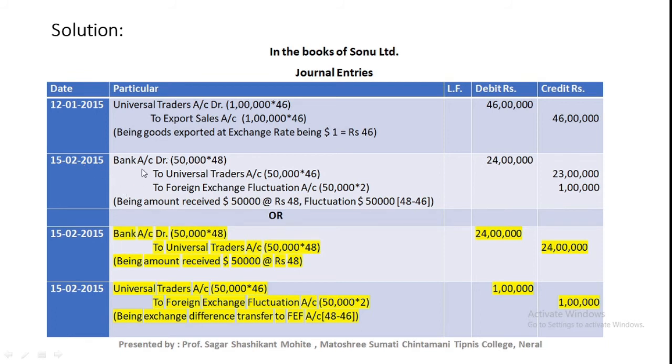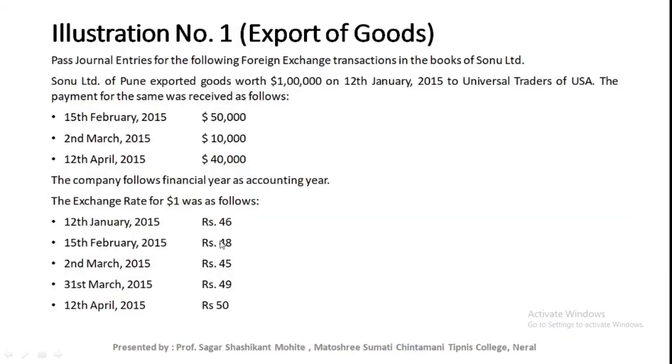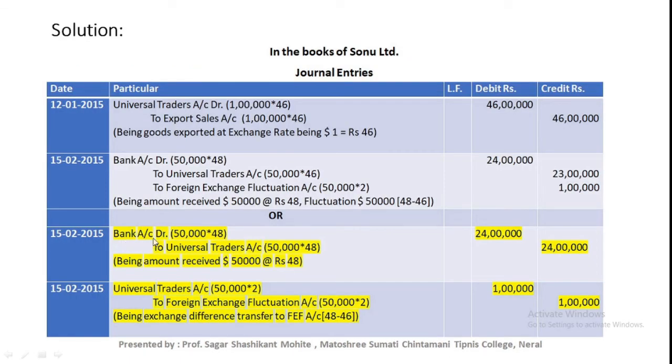Now let's see how to pass the separate journal entry. This is also actually a simple journal entry, but while posting to the foreign exchange fluctuation account, it creates some doubt in the minds of students. That's why I am showing this separate journal entry also. For the separate journal entry, we will first pass the entry related to the receipt of the amount from the Universal Trader, and that amount receipt will be at the rate of rupees 48 per US dollar. That means bank account debit to Universal Trader account 50,000 into rupees 48, that is rupees 24 lakhs.